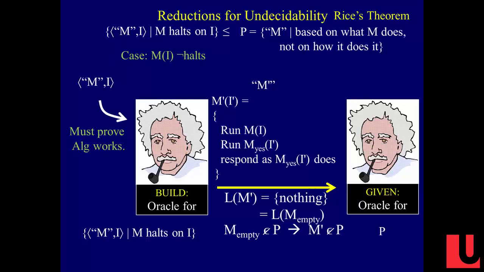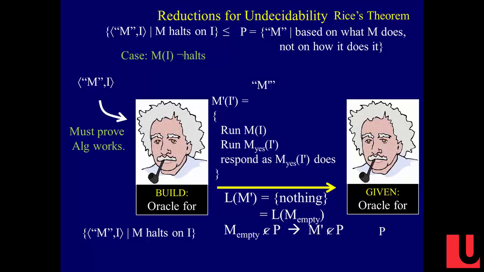We give it to the oracle, and I don't know what the oracle does. The oracle is magic. It either says it has property P or it doesn't. The whole point is that it's hard to know anything about what M prime does, because we don't know what M does. If the oracle could tell us what M prime does, then we would have some sense of what M does. But we don't know how to know what M does, so we don't know what M prime does. So the oracle can't answer the P question.